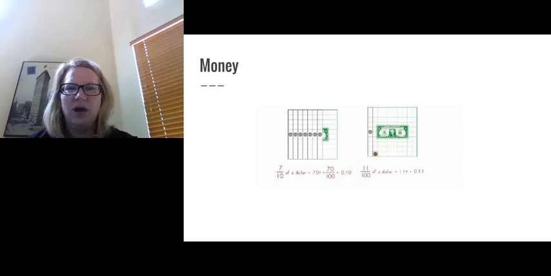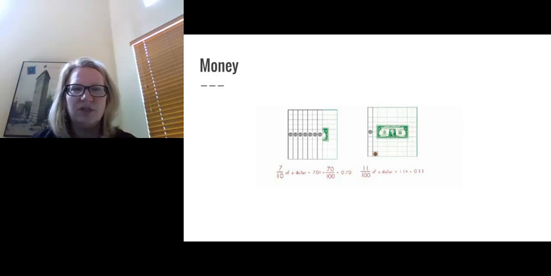On the next little box, you will see 11 hundredths of a dollar. You'll see 1 dime or 1/10 column, and you'll also see 1 penny. So that is 11 hundredths of a dollar, which is also equal to 11 cents.